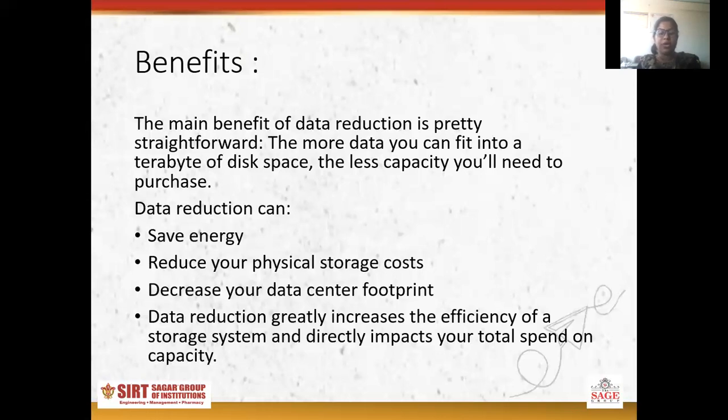Data reduction greatly increases the efficiency of a storage system and directly impacts your total spend on capacity. That will reduce the total capacity and also increase the efficiency of the storage system, and that will affect your total spend and capacity as well.